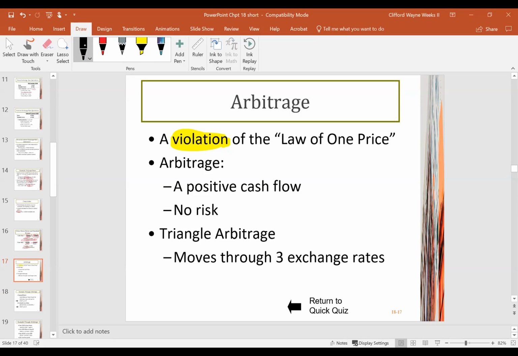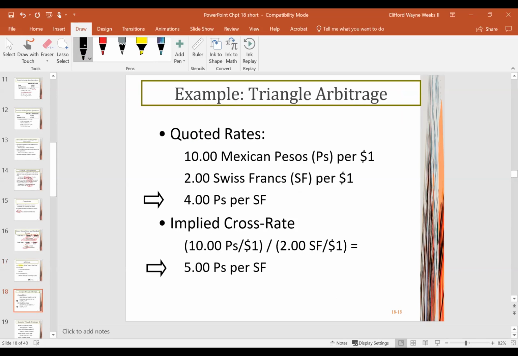And so with arbitrage, you can actually make money if you can find the violation. It's a positive cash flow with no risk. And so we're going to look at triangle arbitrage. It moves through 3 exchange rates. We have some information. We have the quoted rates: 10 Mexican pesos per 1 US dollar, 2 Swiss francs per 1 US dollar, and we have the cross rate, the peso to the Swiss franc. So the implied cross rate is 5 pesos per Swiss franc.